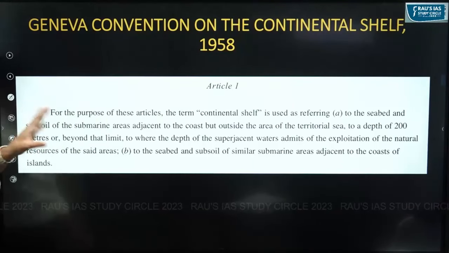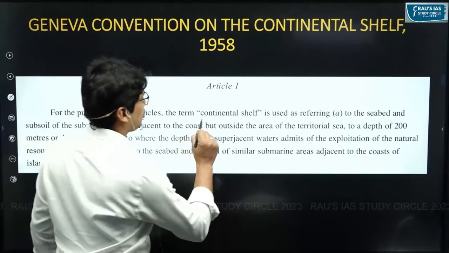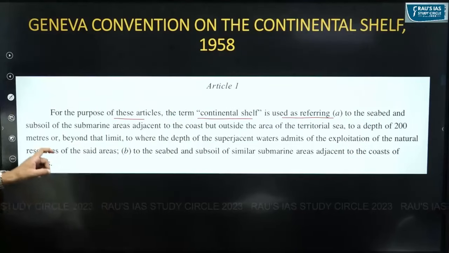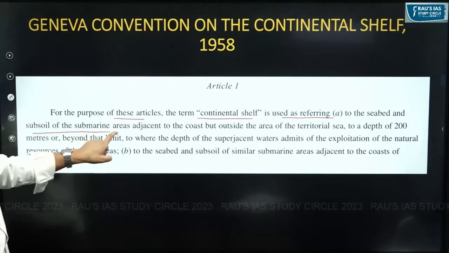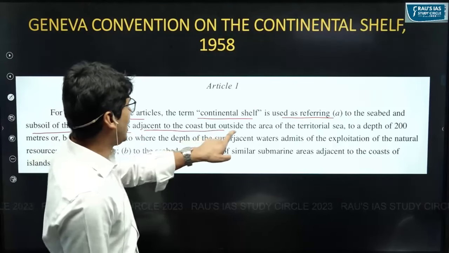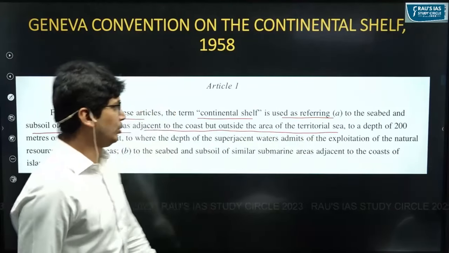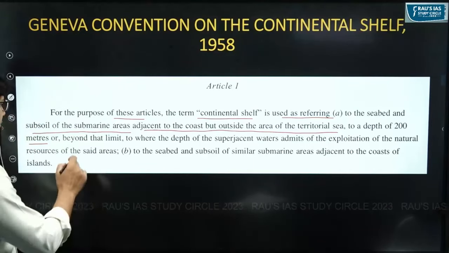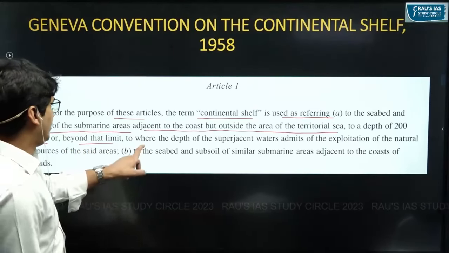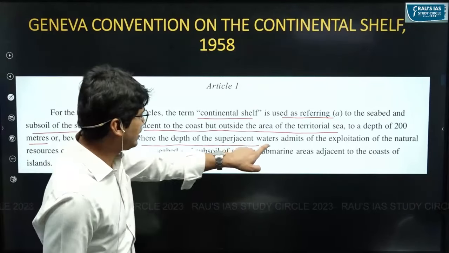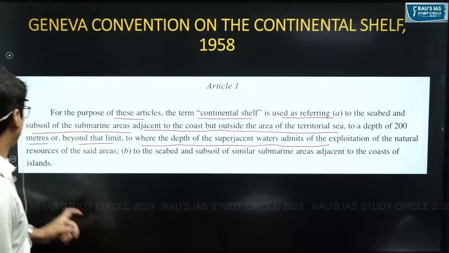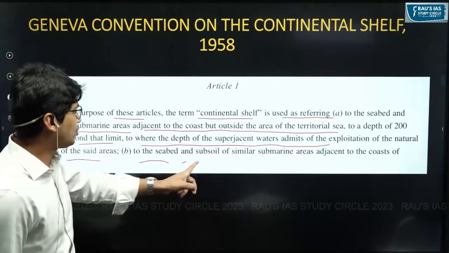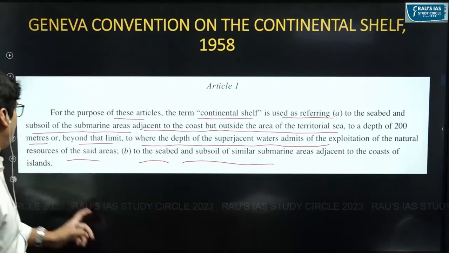Article 1 says, for the purpose of these articles, the term continental shelf is used as referring to: A, the seabed and subsoil of the submarine areas adjacent to the coast but outside the area of the territorial sea, to a depth of 200 meters or, beyond that limit, to where the depth of the suprajacent waters admits of the exploitation of the natural resources of the said areas; B, the seabed and subsoil of similar submarine areas adjacent to the coasts of islands.